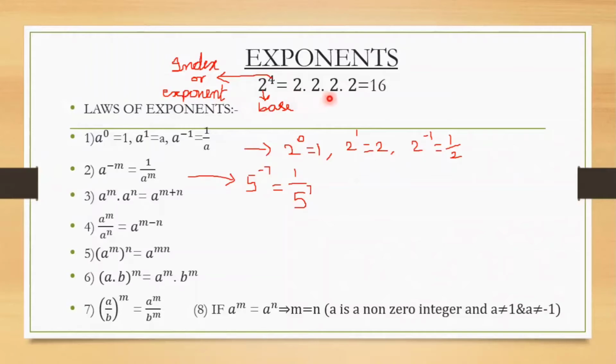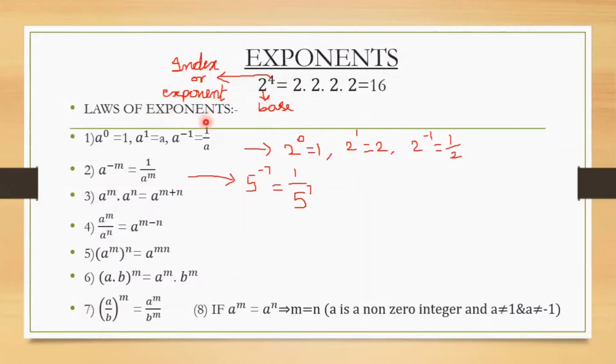A number multiplied by itself repeatedly is the power of that number. The power is called the exponent or index. The number is called the base. Here, 2 is multiplied by itself repeatedly 4 times, that is 2 into 2 into 2 into 2. The value of 2 power 4 is 16. So the 4 is called the exponent or index. The number is called the base.